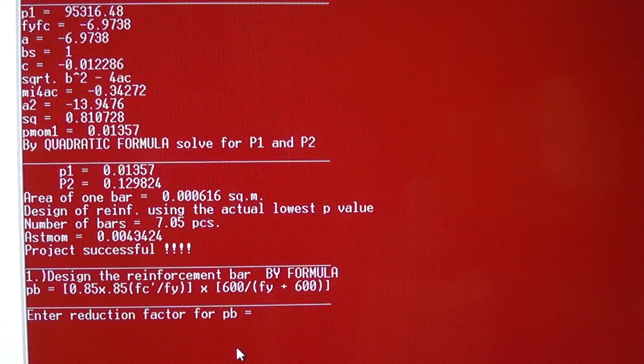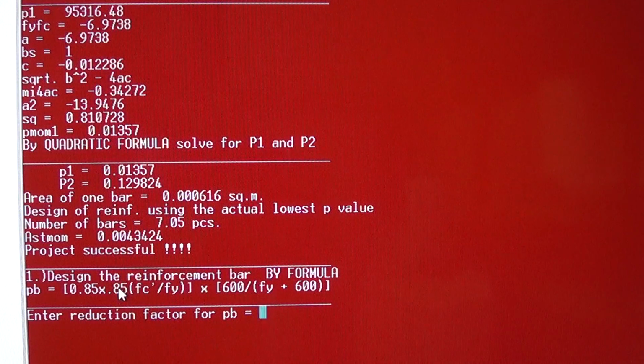There's another design which is by formula from the ACI code. The formula that I'm talking about is the formula for the reinforcement balance ratio. Now, this second design is by using the formula. This is what I'm talking about. The reinforcement balance ratio formula is 0.85 times the reduction factor. This 0.85 here is by coincidence. There are two of them.